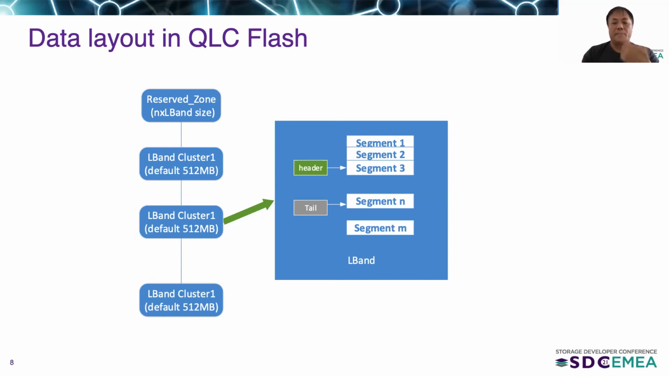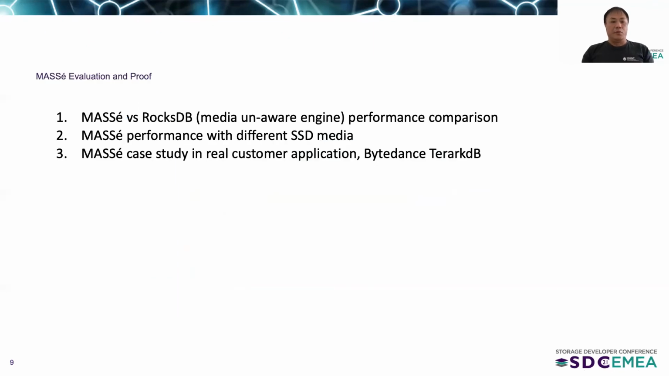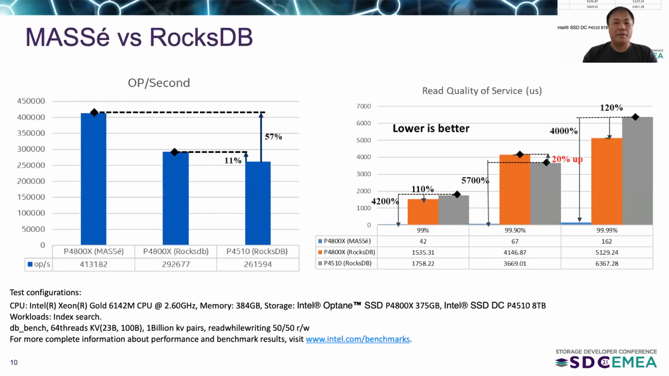When you do garbage collection or data replication, we read from the top to get valid data, read it out, and move it. We have 3 parts to prove our concept and give the performance data. First, MASSé versus RocksDB, and then using MASSé to check all different kinds of medium performance. And the last one is a case study with TeraDB, balanced TeraDB, which you can look at with enhanced RocksDB.